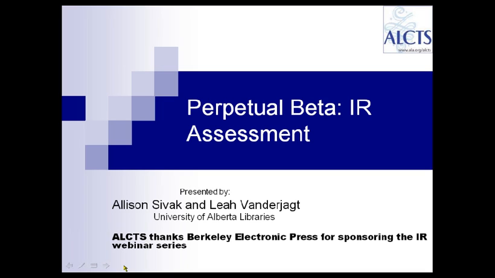Our presenters are Allison Civek and Leah Vanderyacht from the University of Alberta Libraries. Allison has worked at the UA Libraries as the assessment librarian since 2007. Prior to that, she worked for 4 years as a research associate on the first national study of human resources in Canadian libraries. Leah is the Digital Repository Services Librarian. She administers their repository, which is called ERA, Education and Research Archive, oversees library operations for electronic theses and dissertation submission, and manages and directs the delivery of the libraries' open access journal systems service.